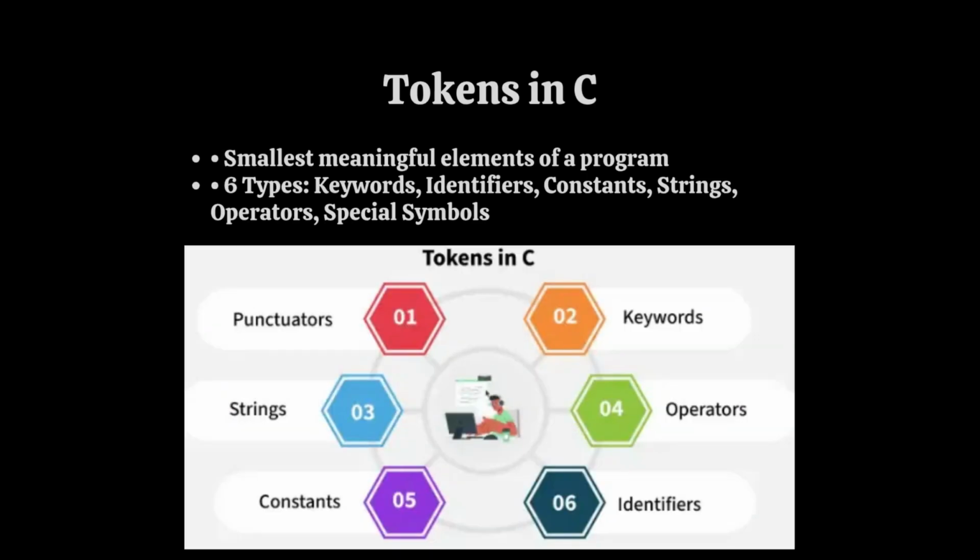Okay, let's get to our next topic: tokens in C. Tokens are the smallest elements in a C program. There are six types of tokens: keywords, identifiers, constants, strings, operators, and special symbols. You'll get to know where to use these tokens if you practice more and more. Don't worry, I'll be explaining in short how to use these tokens in C programming and how to write a code snippet. But for now, let's move to the next topic: variables.